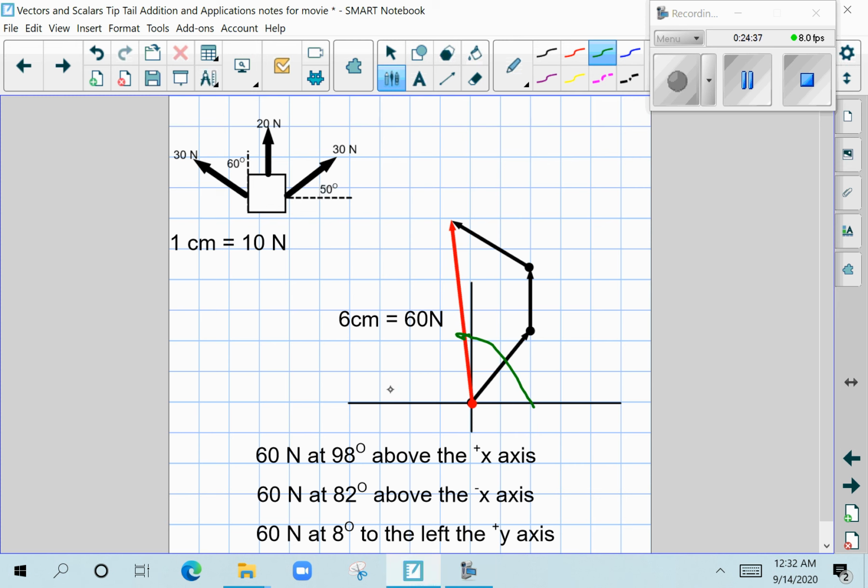We have 60 newtons at 82 degrees above the negative x-axis. We can even just use our protractors on the y-axis and measure that this is only 8 degrees. So I could use that if I wanted to. Or I could even go with the negative y-axis and measure out the angle from there.